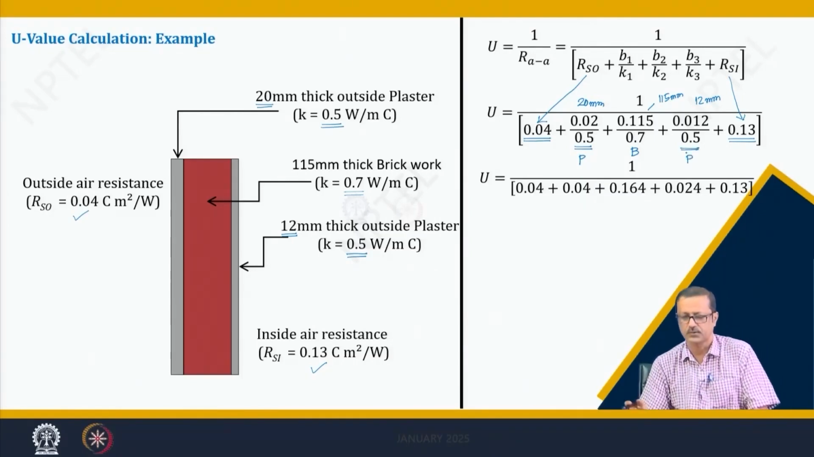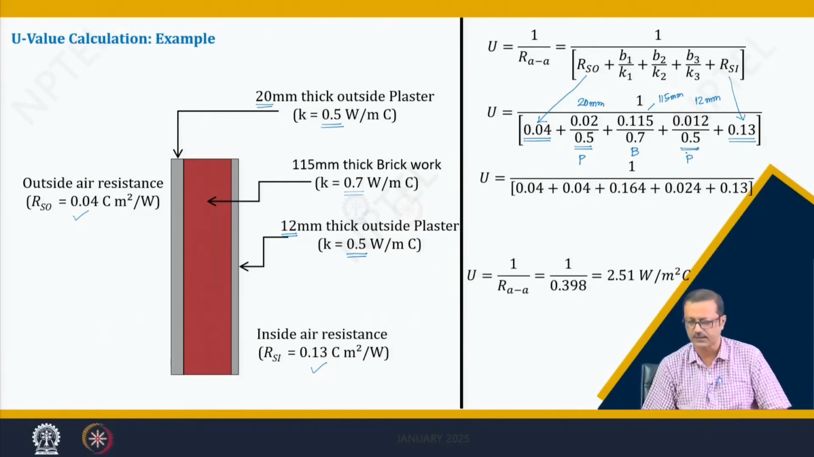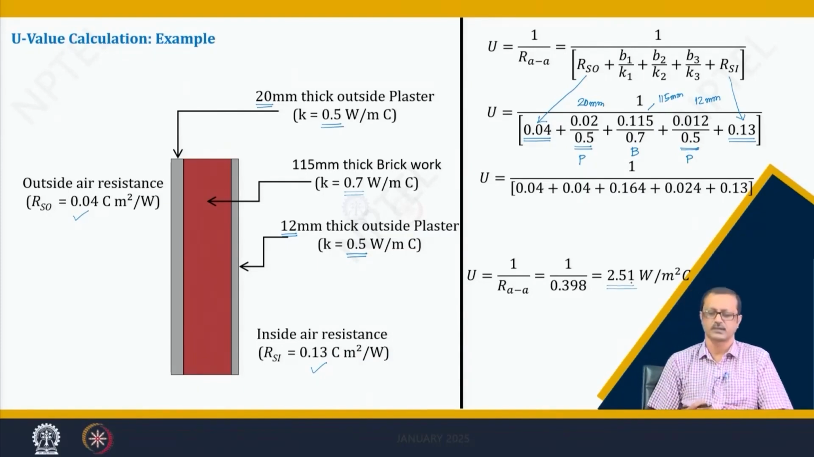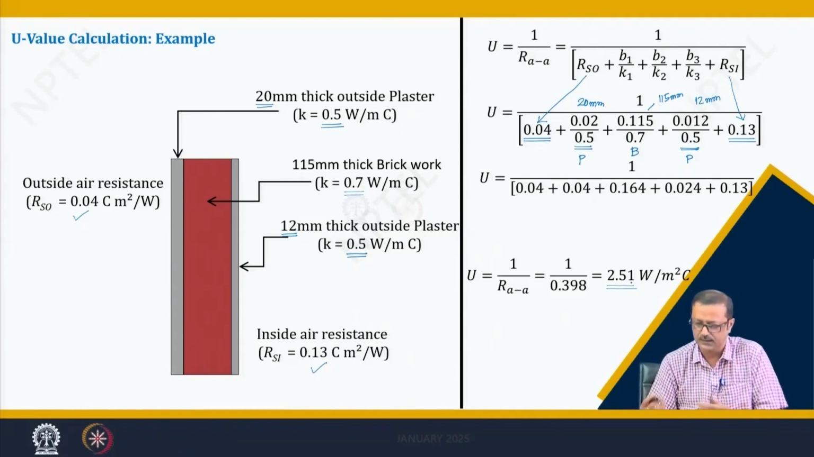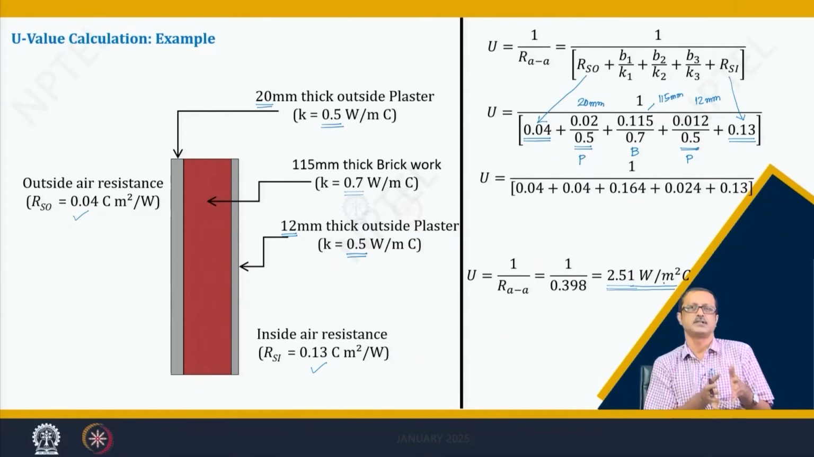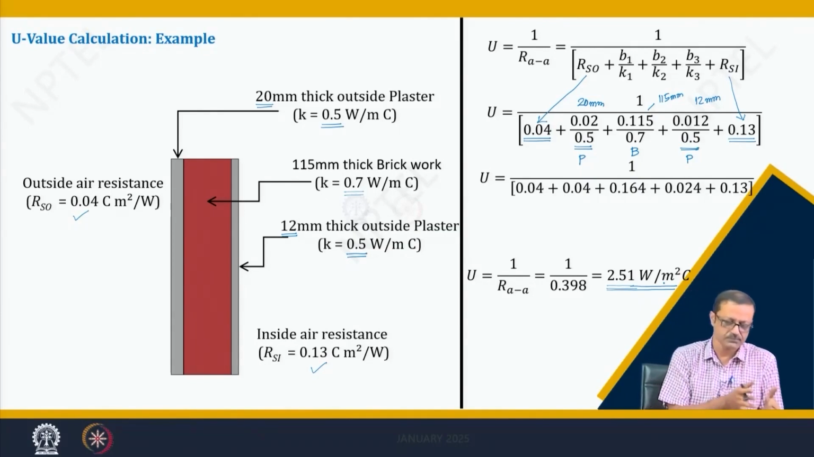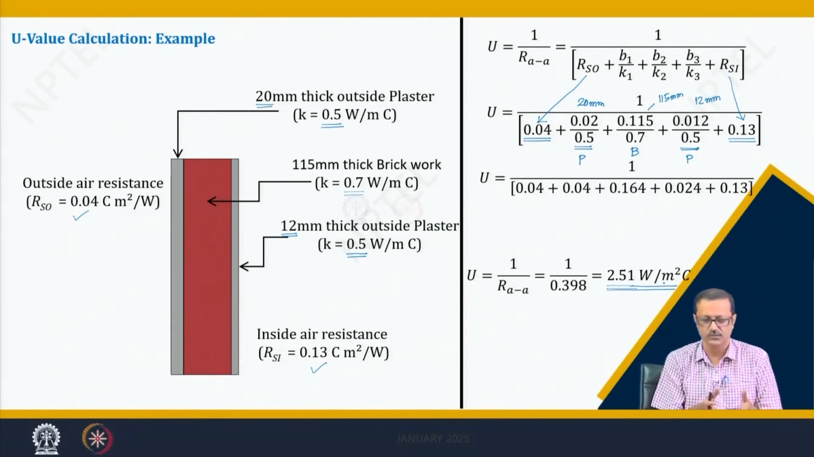So, by doing that, we can finally find out that the U value is 2.51. We will add up, and then again take the reciprocal of that, and we can find out the U value is 2.51. So, we may say that a particular brick work having 115 mm thickness and plaster on both sides, 20 and 12, will have a U value of 2.5 watt per meter square degree C.